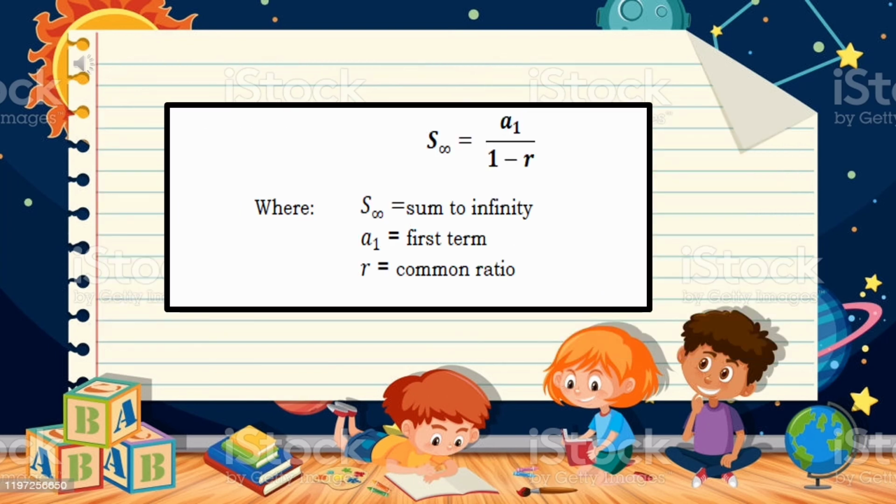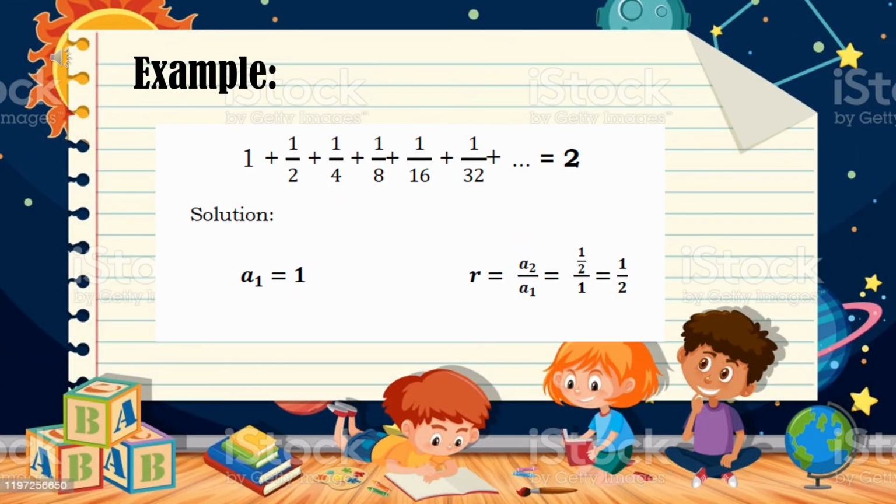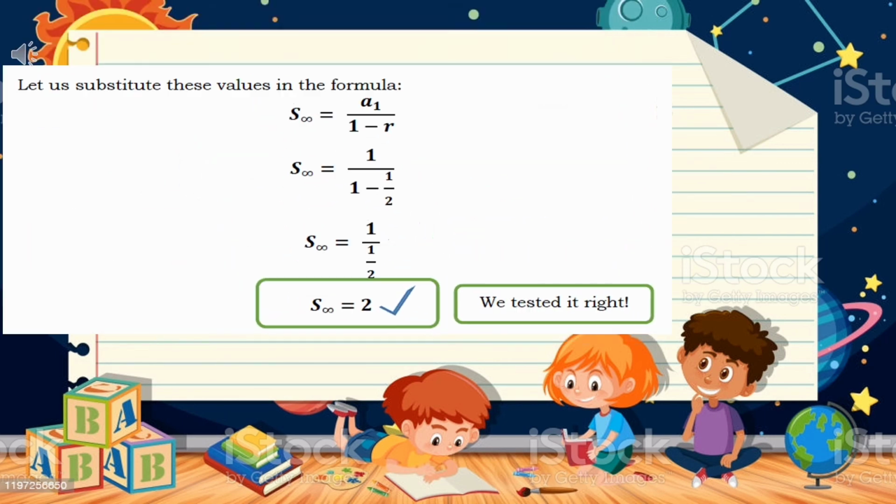So we have here the formula on how to find the sum of the infinite geometric series. So your sum to infinity equals a sub 1 divided by 1 minus r. So we have here an example. So solution, your a sub 1 is 1. Your common ratio is a sub 2 divided by a sub 1. So your a sub 2 is 1 half. Divided by 1 is 1 half.